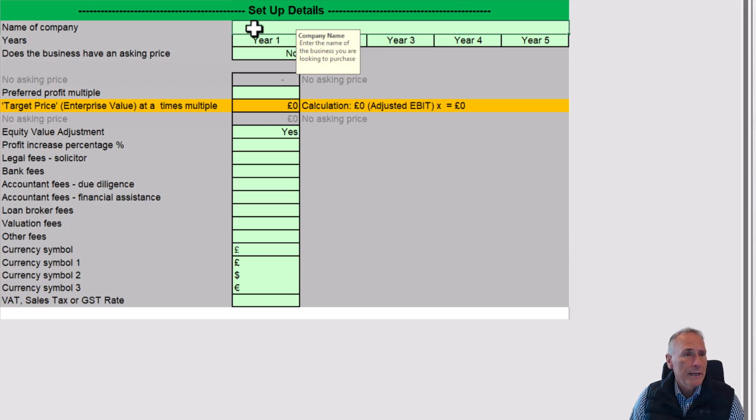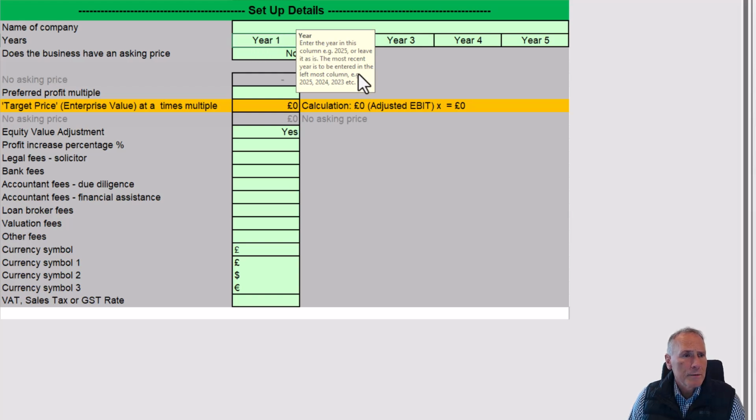And on the setup page, the first entry you have to do is to name the company. And whenever you select a cell, one of these little yellow boxes will appear, which is to tell you what to do with that cell. Alongside that, you do get a full user guide, but these are to help you on the hoof when you're looking at the spreadsheet.